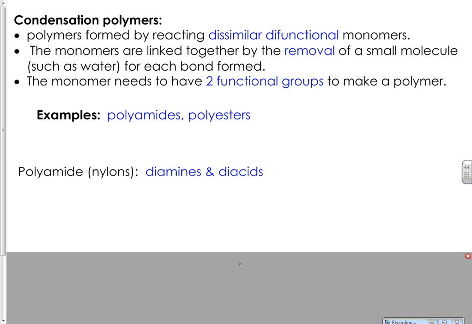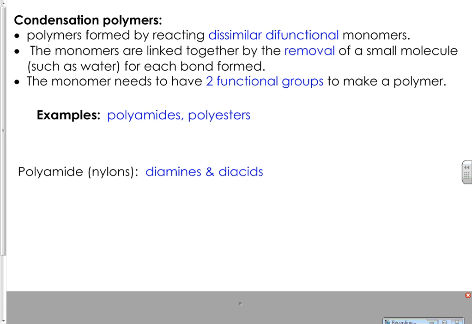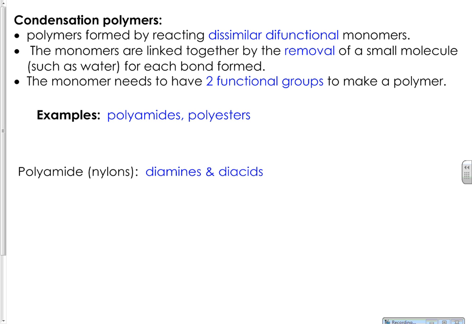Now, IB wants you to know polyamides and polyesters. Polyamides are what we call nylons. And polyamides are formed from a diamine and a diacid. So I'll give you an example. Hopefully you remember an amine has the NH2 functional group, and an acid has the COOH functional group. Now they have to be difunctional.